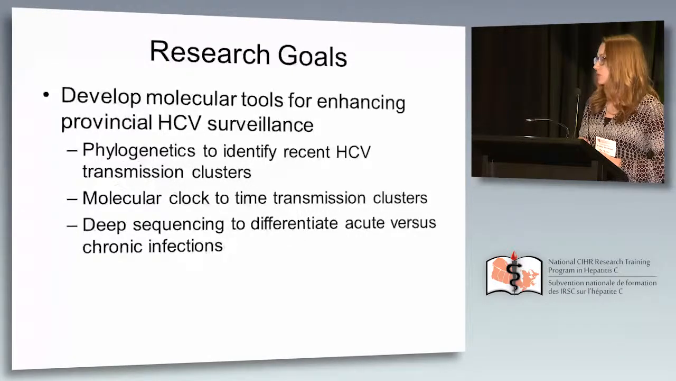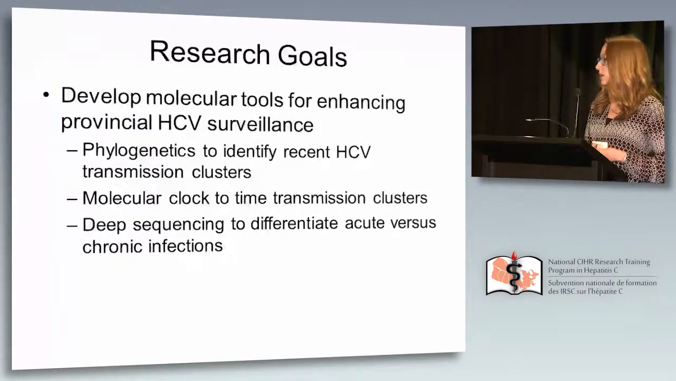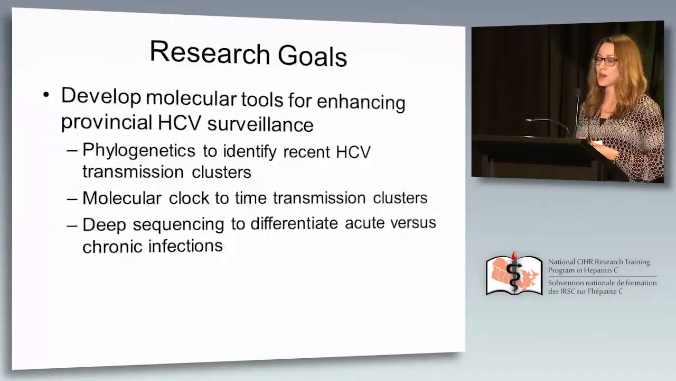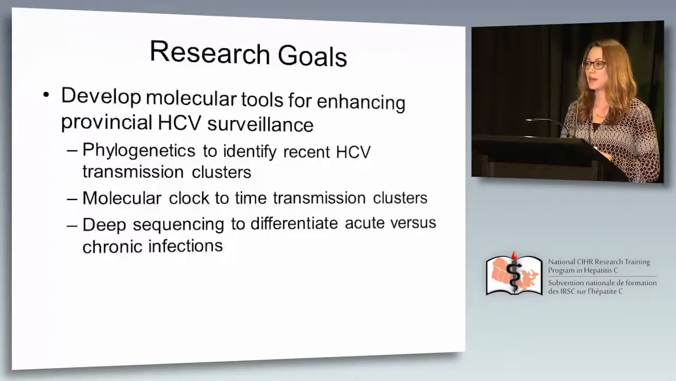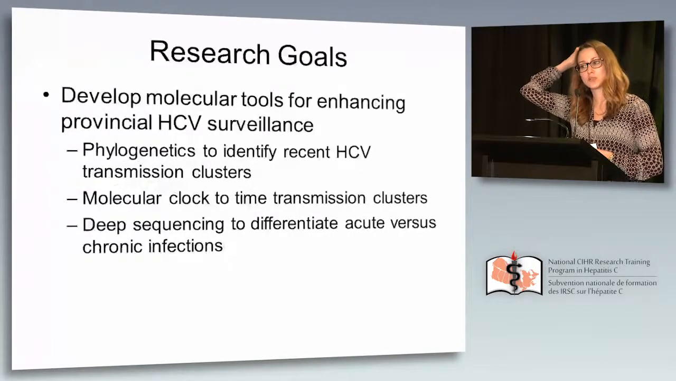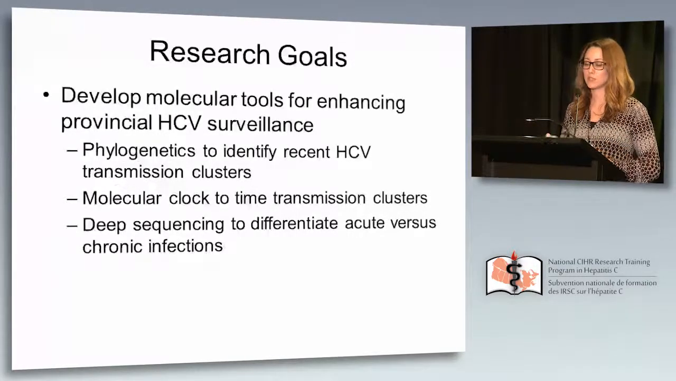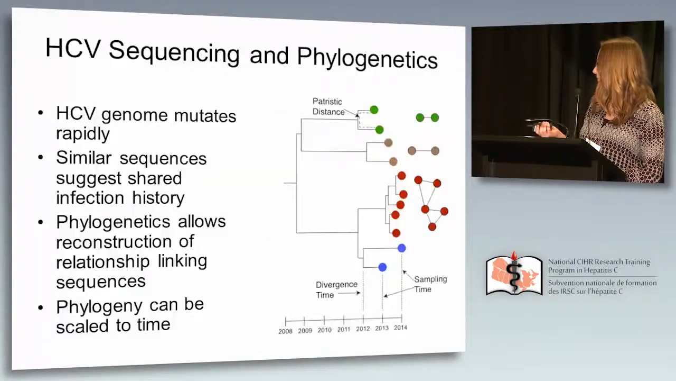So our research goals are to try to develop some molecular tools and test these tools to see if we can use them to help enhance provincial surveillance of HCV. We've looked at using phylogenetics as a way of identifying recent transmission clusters, using timing methods such as molecular clocks to try to estimate when these clusters originate, and also using deep sequencing strategies to look at intra-host variation of HCV to see if that correlates with someone being in the acute phase versus a chronic phase of infection.